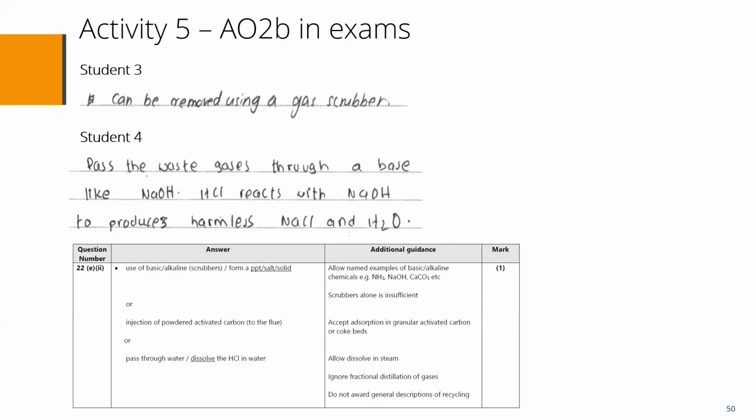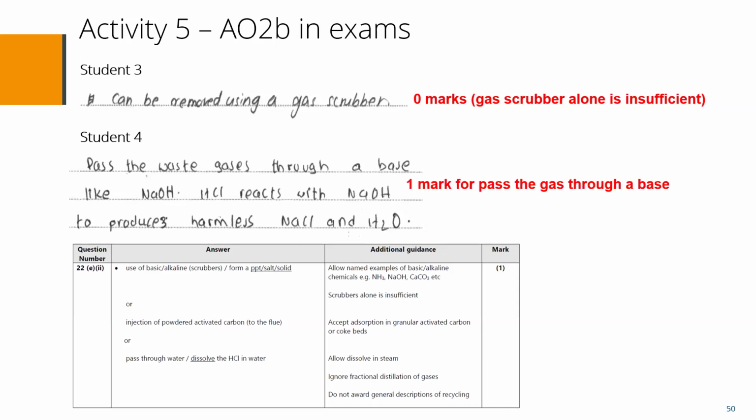The additional guidance says scrubbers alone is insufficient, so no marks. Second one, put the waste gases through a base like sodium hydroxide. The HCl reacts with sodium hydroxide. The additional guidance says a named alkali, but they've said base anyway. So 1 mark for pass the gas through a base.